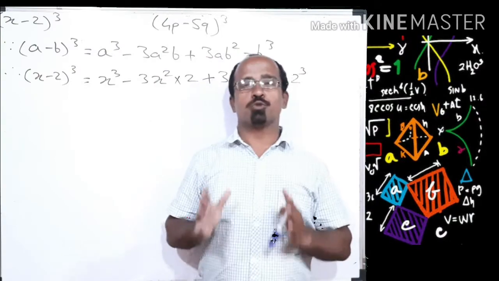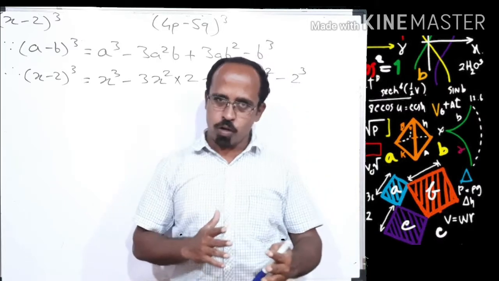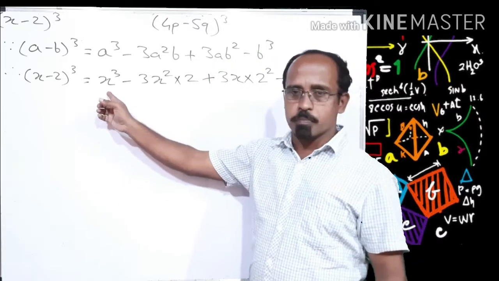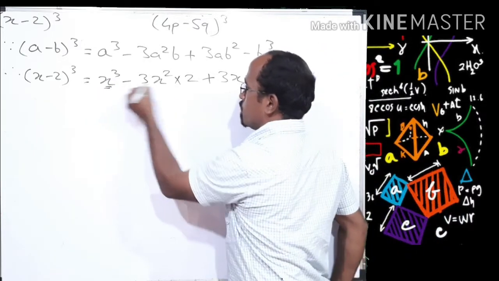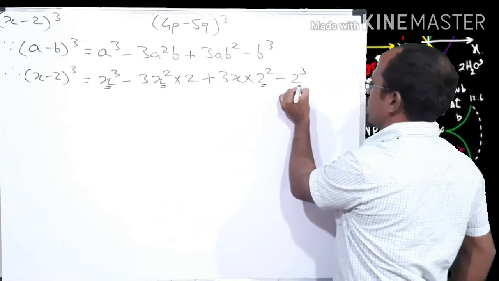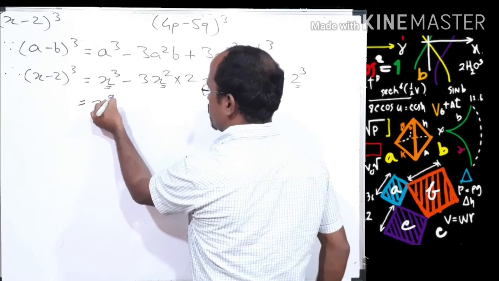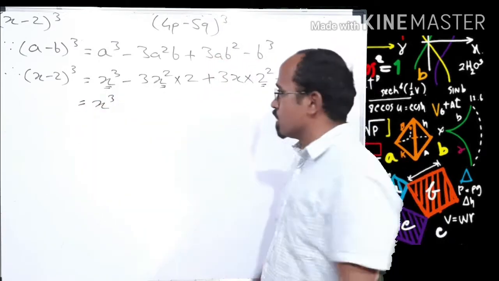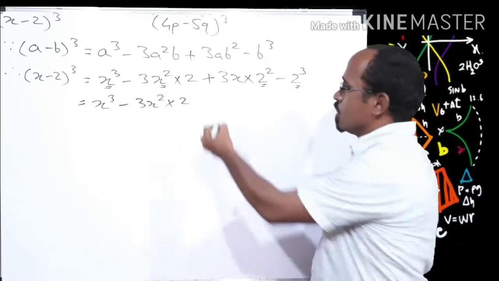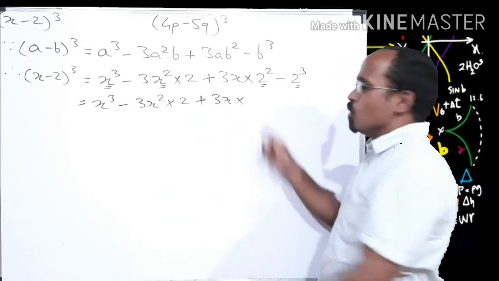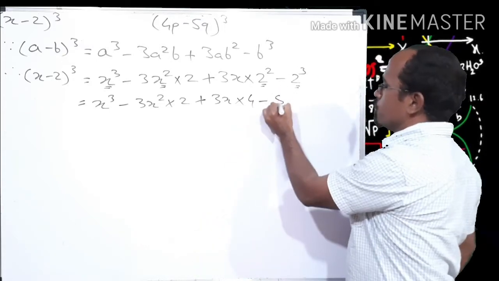Third and final step is to solve the expression by applying the BODMAS rule. According to BODMAS, first there will be brackets and orders. Brackets are not there, so let us see orders. Which orders are there? X cube, x square, 2 square and 2 cube. So let's solve these orders first. So that is equal to x cube, which is already solved, only one variable is there, minus 3x square into 2. Clear up to this? Plus 3 into x into 2 square, which is 4, minus 2 cube, which is 8.